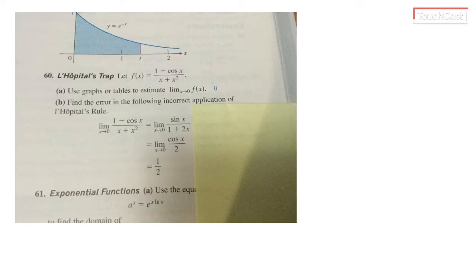This is L'Hopital's trap. So if I have a function 1 minus cosine x over x plus x squared, you could use a table of values or a graph and find out that the actual limit is 0. You see that's printed in your book. So then my question here, where is the error in this application of L'Hopital's rule, which comes to the conclusion that the limit is 1/2?